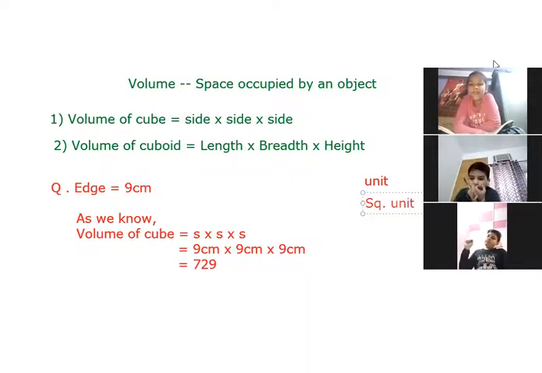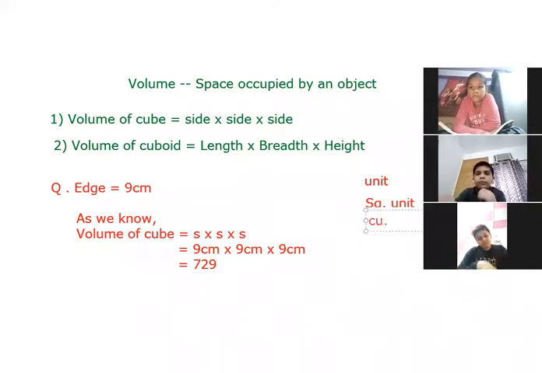No, ma'am. So the unit will be square unit. For example, suppose centimeter is there, so you have written square centimeter. Yes or no? In the case of area, we always write the answer in square unit. Similarly, in case of volume, we are going to write the unit as cubes. In short, we write CU, cubic unit.